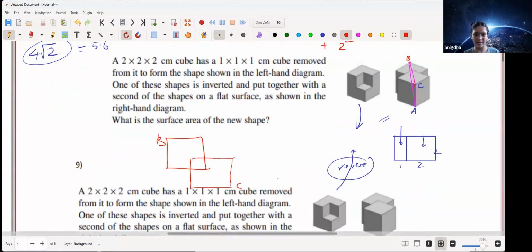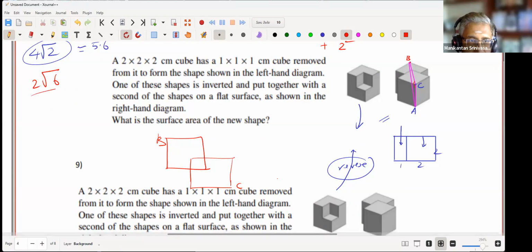Wait, I'm not sure if it's right, but I think I got 2√6. 2√6. Okay, all right. We'll discuss 2√6. Okay, so B is here at the top. So B is here and C is here.